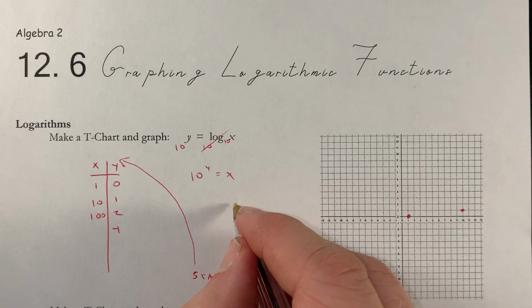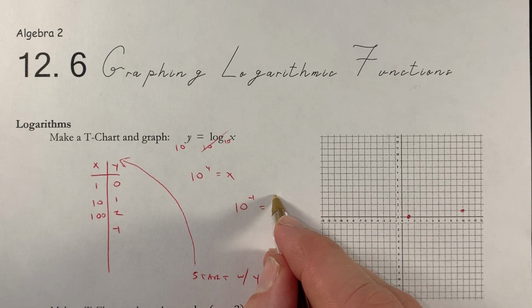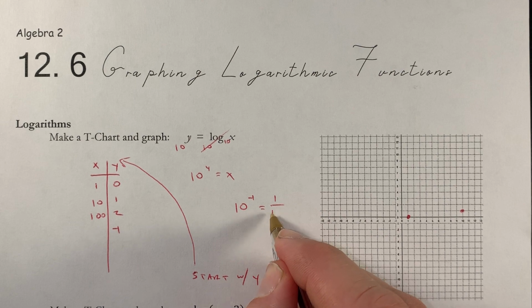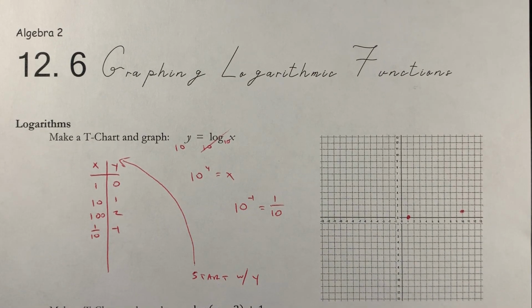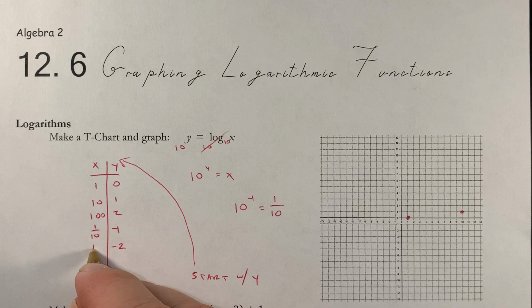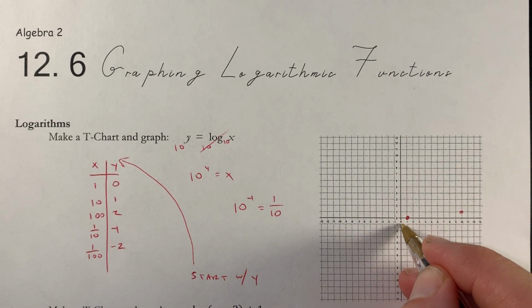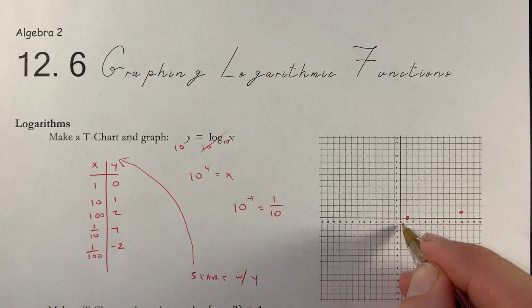10 to the negative 1 power. So remember, anything to a negative power is 1 over that number, so it's 1 over 10 to the first power, so that's 1/10. 10 to the negative 2 power is 1 over 10 squared, so that's 1 over 100. So we've got 1/10, negative 1. Then we've got 1/100th, and then negative 2. I think I said 1 here, but that's negative 1.